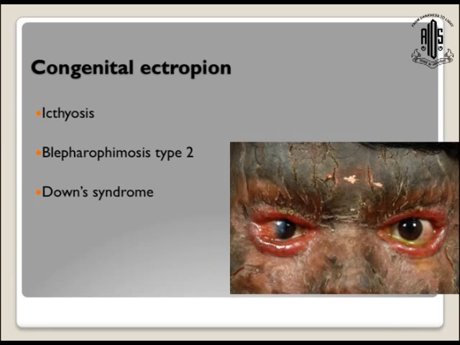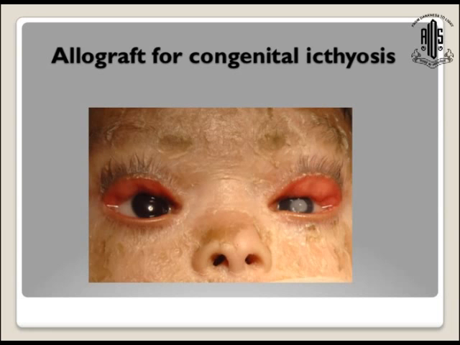There are certain cases of congenital ectropion, like ichthyosis. Ichthyosis is a generalized skin condition where the entire skin on the entire body is excessively keratinized. In such patients, there is no donor skin available from the patient, and you can use allograft from the mother or the father, preferably from the mother.